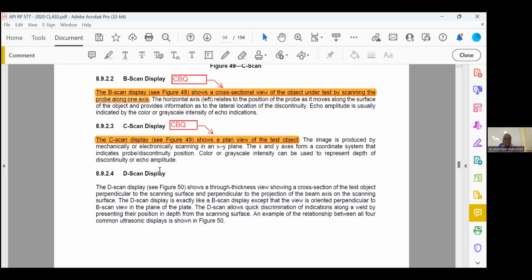The next page, these two are closed book questions. The B-scan display shows the cross-sectional view of the object, and the C-scan display shows the plan view of the object. These are closed book questions.